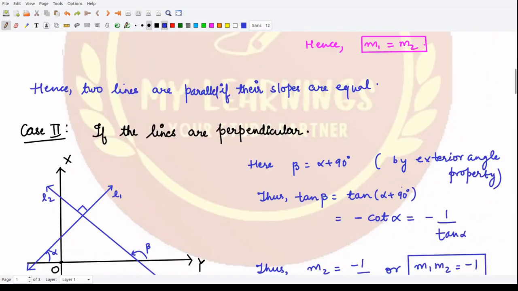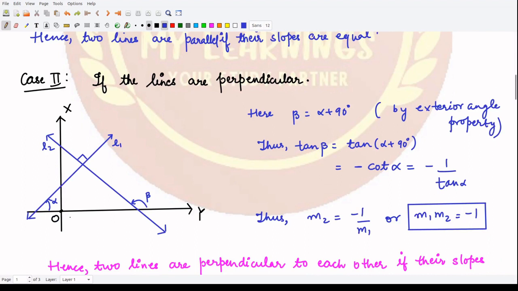For the second case, we assume that the lines are perpendicular to each other. So we can look at this coordinate diagram here. We have two lines, L1 and L2, and they are perpendicular to each other. They make an angle of 90 degrees to each other. We assume for line 1 the inclination is alpha, and for line 2 the inclination is beta. Then you can see that by the vertically opposite angle, this angle is also 90 degrees. Angle beta forms the exterior angle to angle alpha and this 90 degrees. So beta is equal to alpha plus 90 degrees by the exterior angle property.